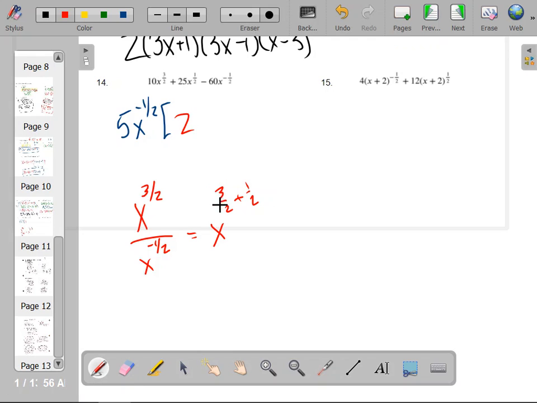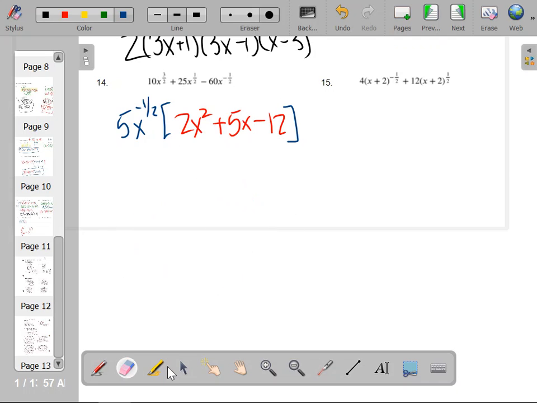So 3/2 plus 1/2 is 4/2. 4/2 is 2 whole. Plus 5 times 5 is 25. And again, 1/2 minus negative 1/2 is the same as adding. 1/2 plus 1/2 is 1 whole. Minus 5 times 12 gives you 60. The x to the negative 1/2 comes along for the ride. So it's kind of weird.